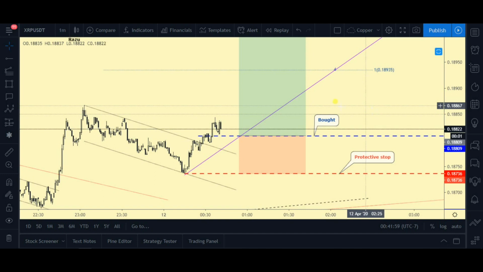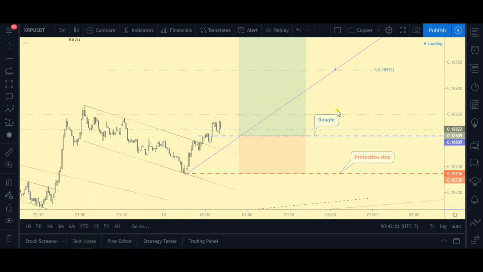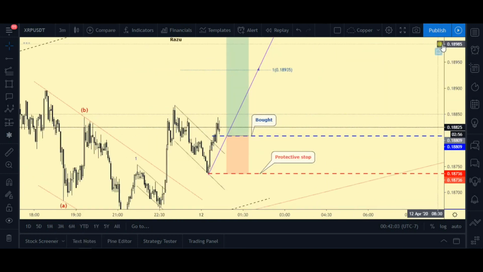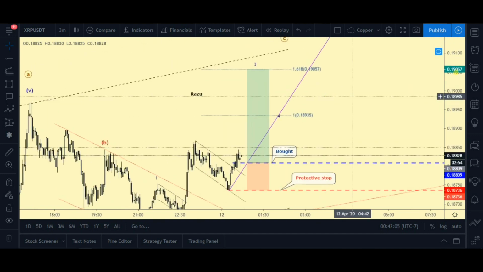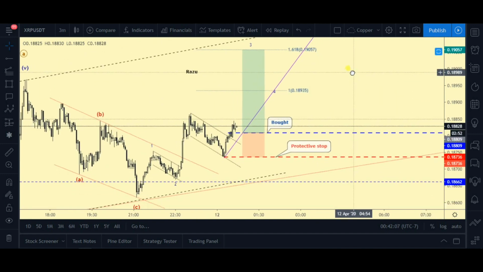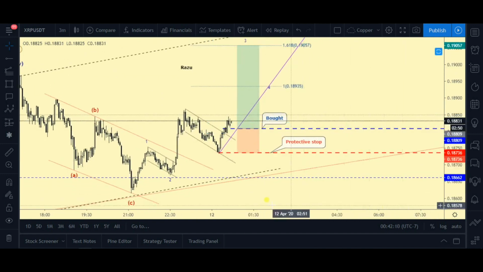So for now, I used the 3-minute chart to enter, and I will again use the 3-minute chart to exit this trade. So I will pause this video for now, and let's see after some time what the price does.